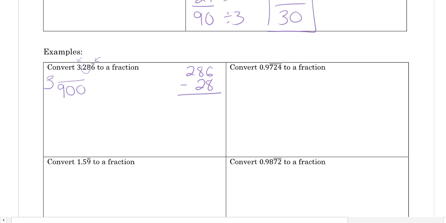So when I subtract that, 6 minus 8, I need to borrow a 10, so that becomes 16 and this becomes 7. 16 take away 8 is 8. 7 take away 2 is 5, and 2 take away 0 is 2. So my new numerator would be 258.